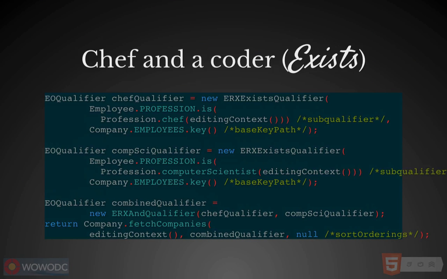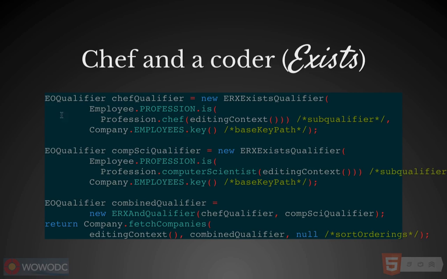So let's say that we take this example again, the chef and the coder, and we write it as an exists qualifier. This is how you break it down. You say new exists qualifier. And then down here, this is how my mind works. I quickly jump to the base key path. This is how I hop over into the exists bridge. Nine times out of ten, I'm using it to solve a to-many problem. So company.employees, that's a to-many. To-manys are hard. I use that to hop over the chasm.